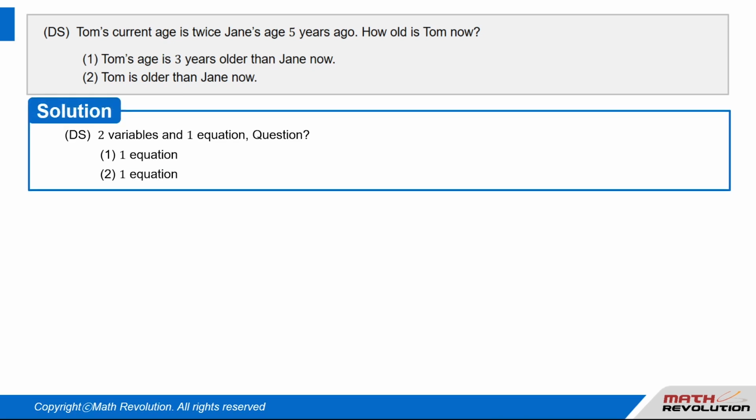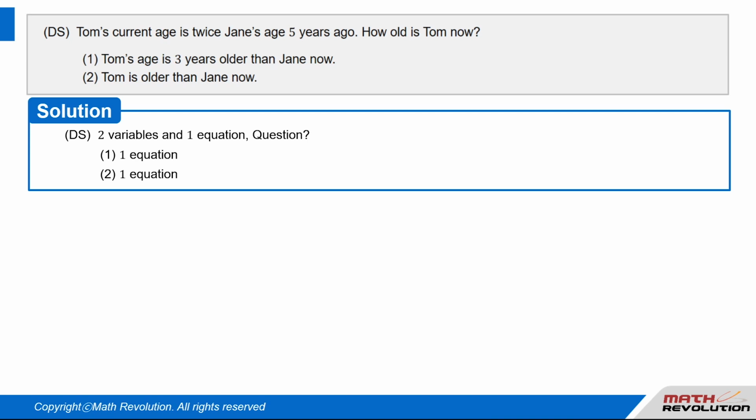Solution. Now we will solve this DS question using the variable approach. DS, 2 variables and 1 equation. Question. Condition 1, 1 equation. Condition 2, 1 equation. Let the original condition in a DS question contain 2 variables and 1 equation. Now, 2 variables and 1 equation would generally require 1 more equation for us to be able to solve for the value of the variables.